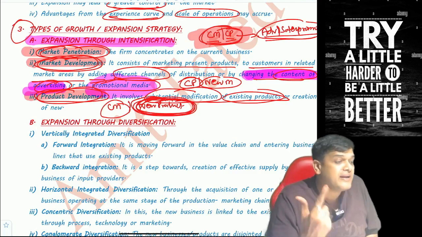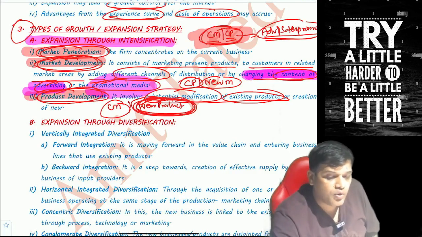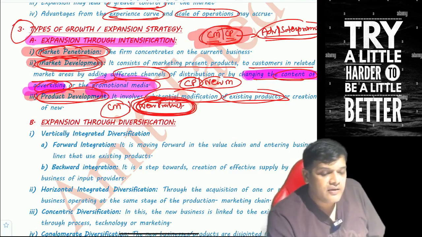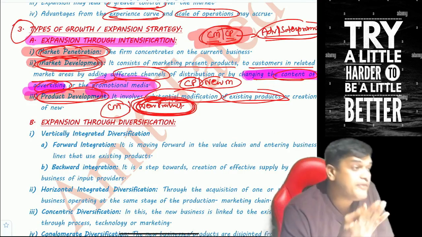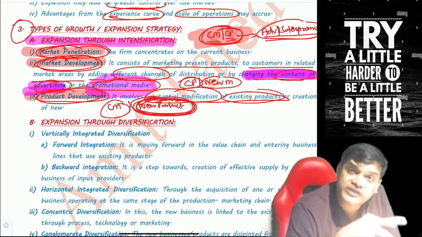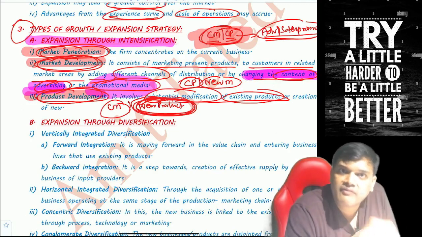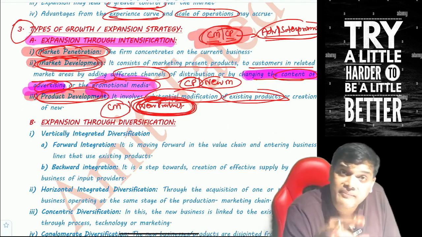So if I say market development, does market go only with geographical area? No. Market is how you define the market. Even online versus offline is a market development. Even adding a distribution channel is called market development. Adding or changing a promotional media, changing the advertising, is nothing but market development.